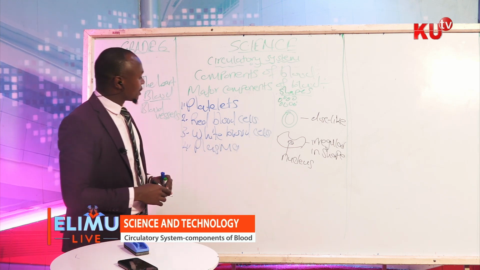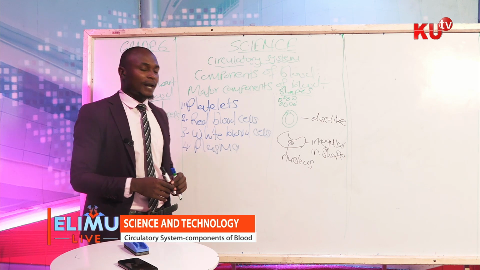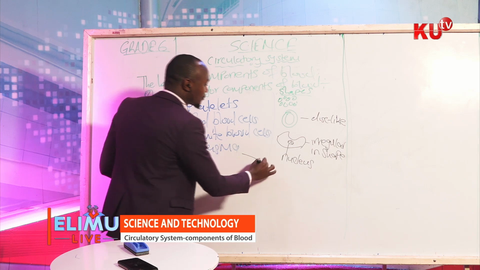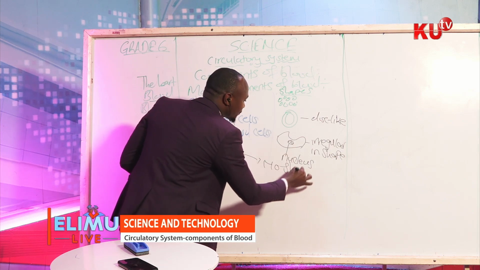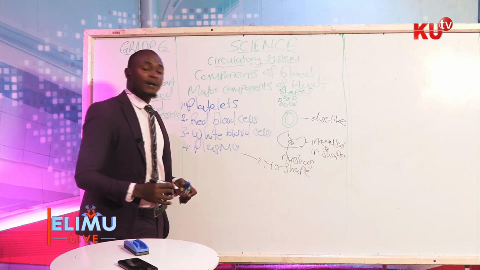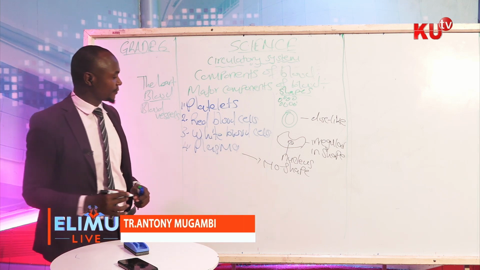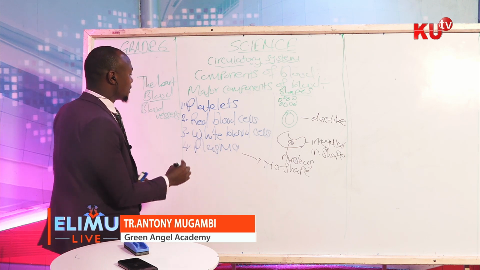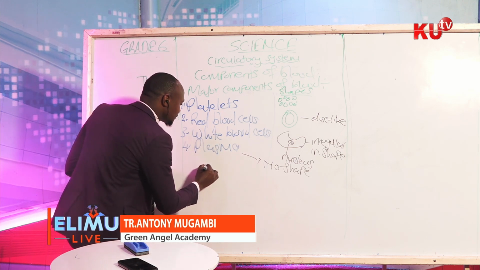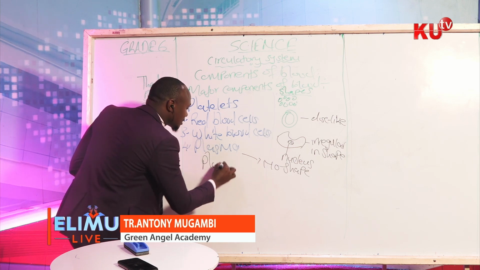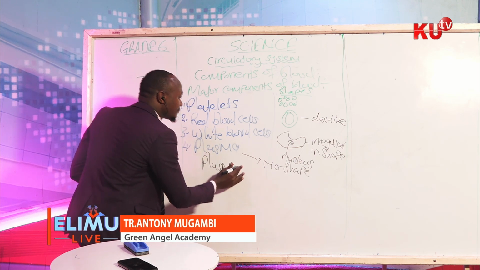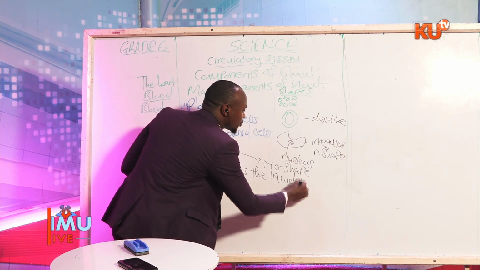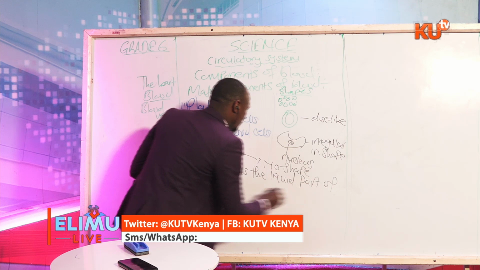When we come to the plasma, we normally say that it doesn't have a shape. No shape. Why does plasma not have a shape? The reason is that plasma is the liquid part of the blood.